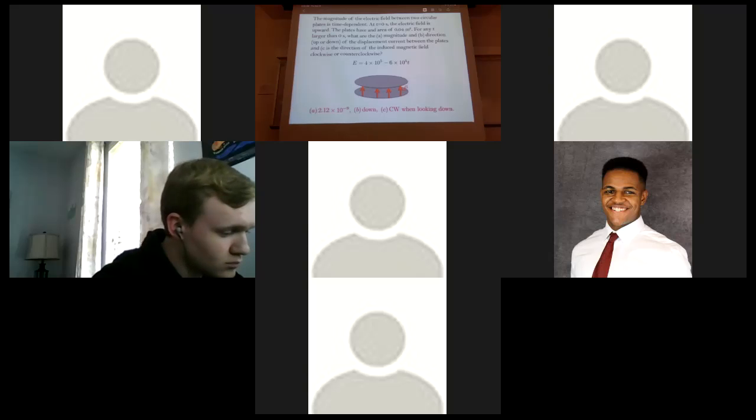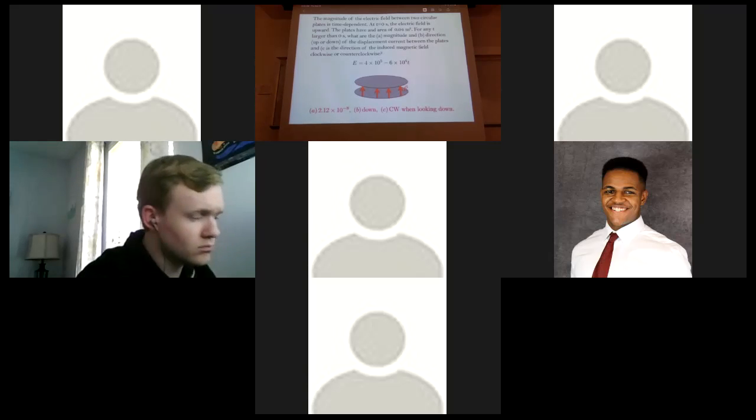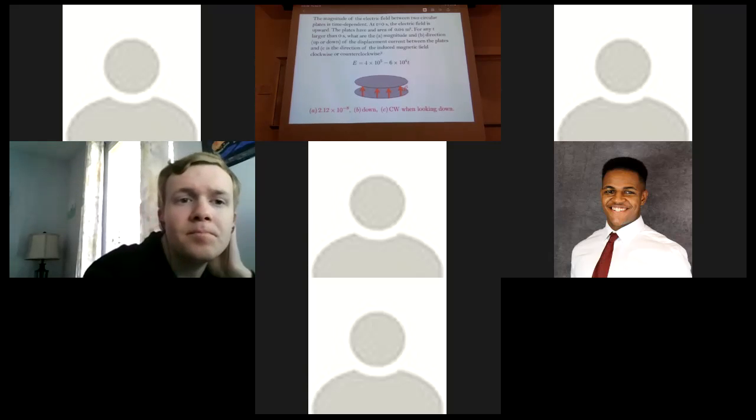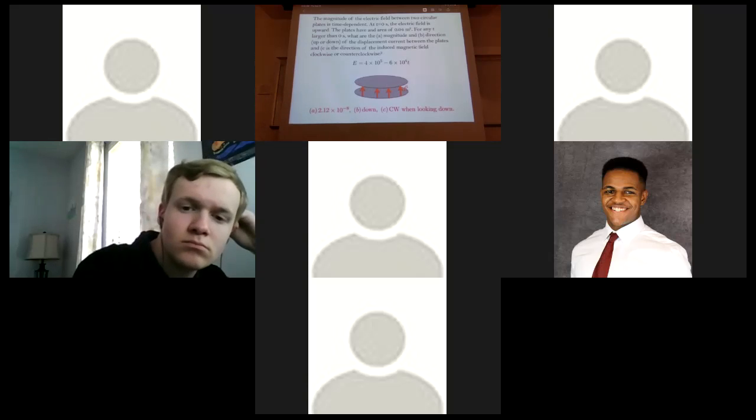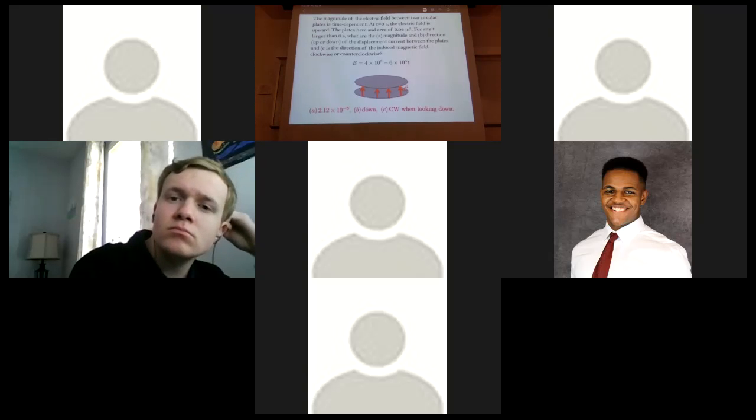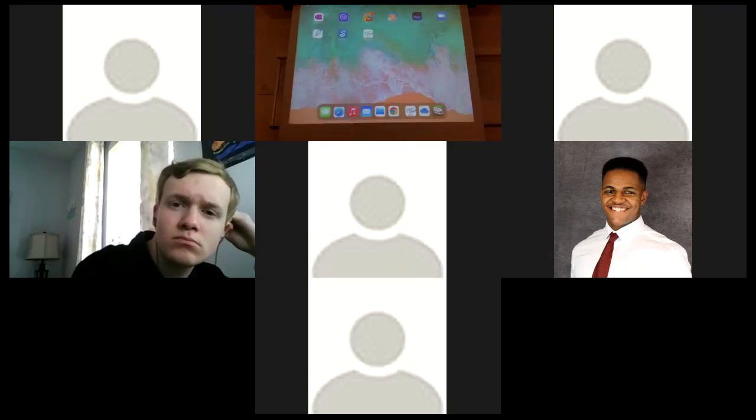The electric field is pointing upward, as drawn in our picture. So these are my circular plates. The plate has an area of 0.04 meters squared. For any t larger than 0, what are the magnitude and direction, upward or downward, of the displacement current between the plates? And what is the direction of the induced magnetic field, clockwise or counterclockwise? So let's remind ourselves of displacement current.